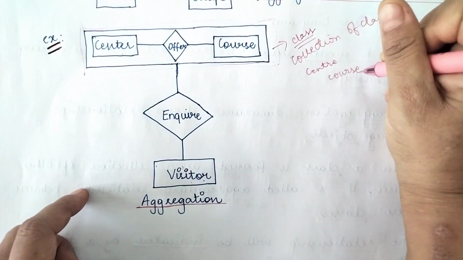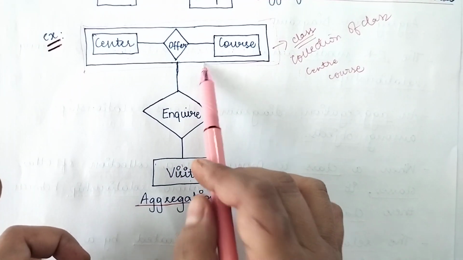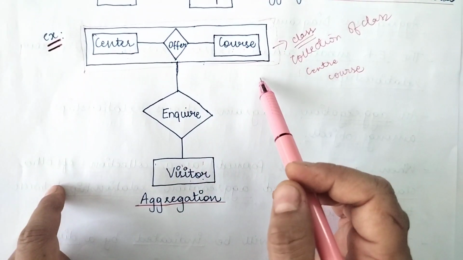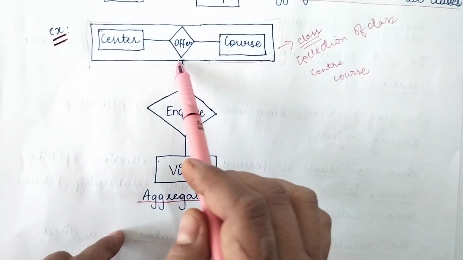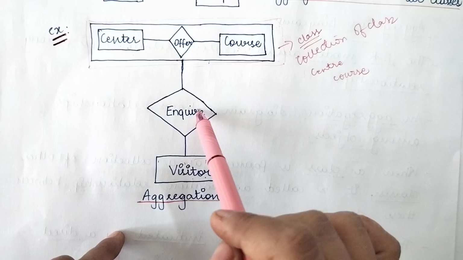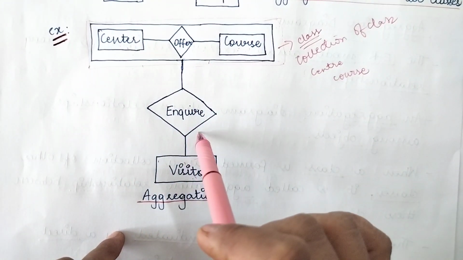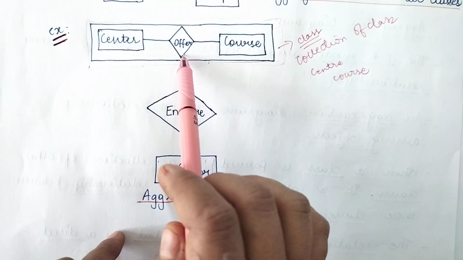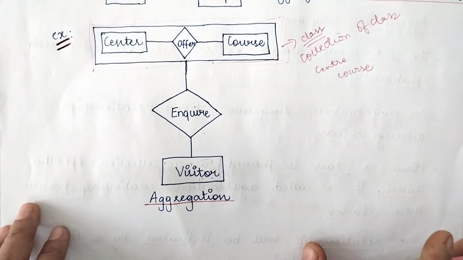So, it is difficult to represent the relationship between collection of classes and another class, but this is done using aggregation. So, what is the relationship between this particular class and this class visitor? That the visitor inquires for this class. That means the visitor inquires for all the courses that a center offers. So, this is represented using an aggregation diagram.